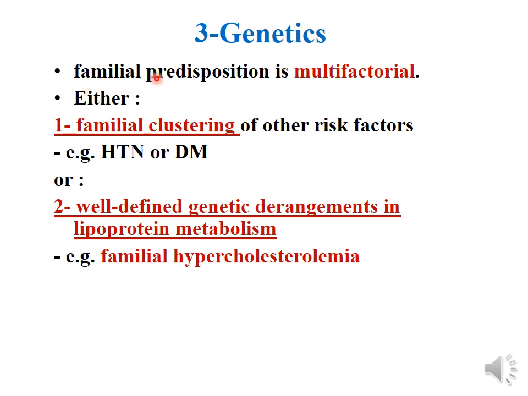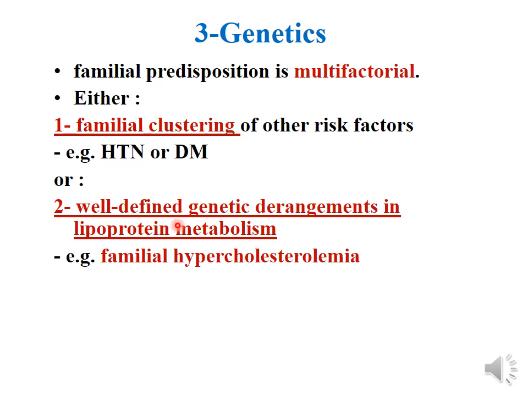Familial predisposition to atherosclerosis can be very complicated and multifactorial. This could be related to familial clustering of certain risk factors. We mean by that certain families are predisposed to have hypertension, diabetes mellitus, or hyperlipidemia, and all of these are considered to be major risk factors for atherosclerosis. So families with this familial clustering are at higher risk to develop atherosclerosis and atherosclerosis-related diseases than the general population.